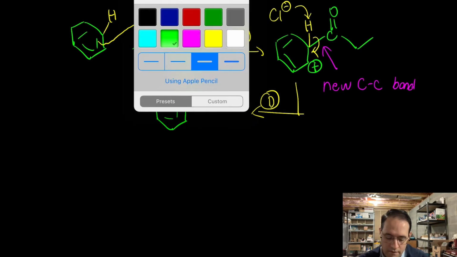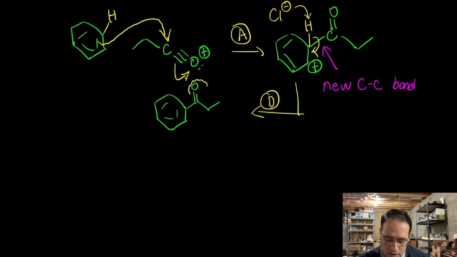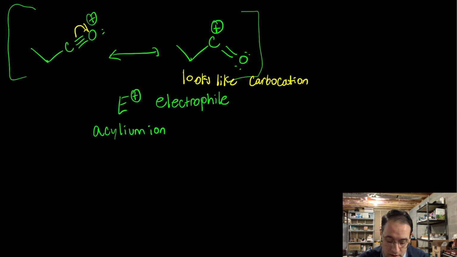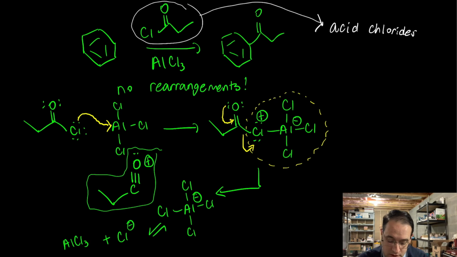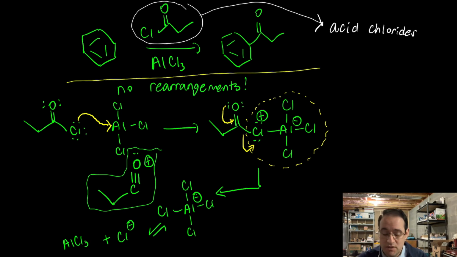All right, so that's pretty cool. We've installed this kind of acyl group, and there's no opportunity for rearrangement. So again, that reaction is right here. We just add an acid chloride of our choosing, aluminum chloride, and we get the product. So let me show you some techniques.